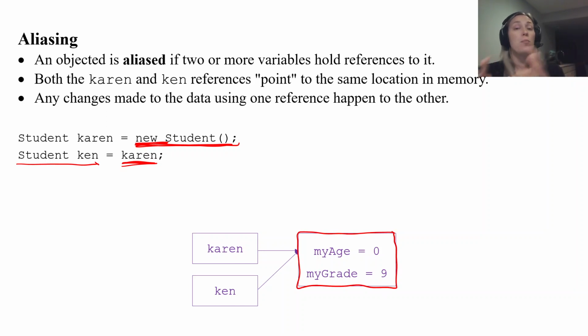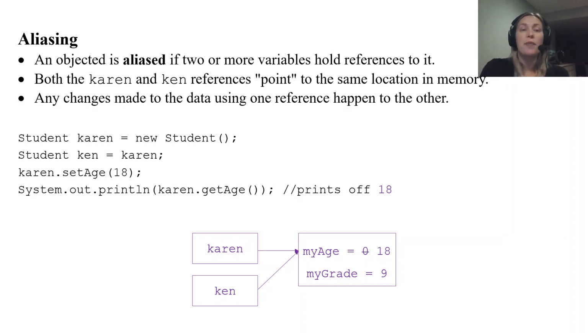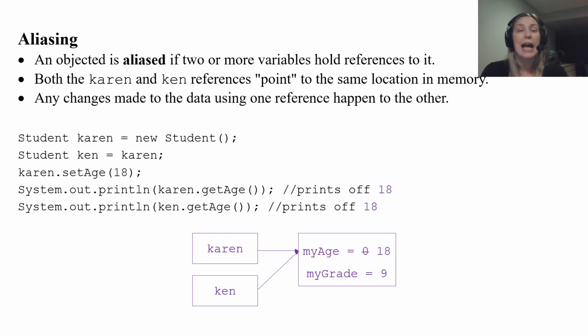This was the only construction in memory, new student. So Karen and Ken point to the same student. So if I say Karen.setAge, we're going to change 0 to 18. And if I print off Karen.getAge, it's going to be 18. If I print off Ken.getAge, it's also going to be 18 because they point to the same object. I don't think this is anything too new for you, maybe a review.